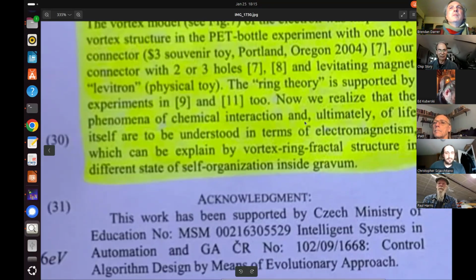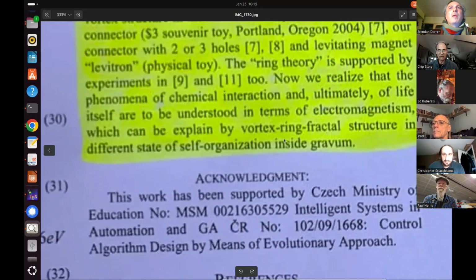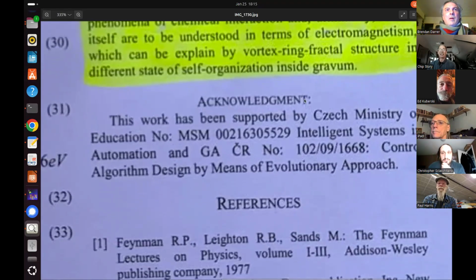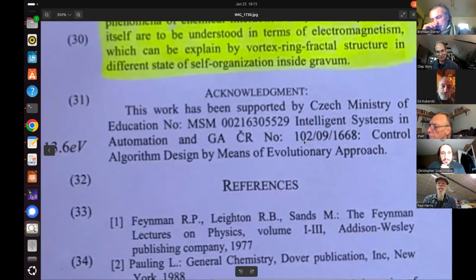Now we realize that the phenomenon of chemical interaction and ultimately of life itself are to be understood in terms of electromagnetism, which can be explained by vortex ring fractal structure in different states of self-organization inside the gravum. And that different state is the anisotropy potential that differentiates the ether, creates everything. This work was supported by the Czech Ministry of Education. That's important.